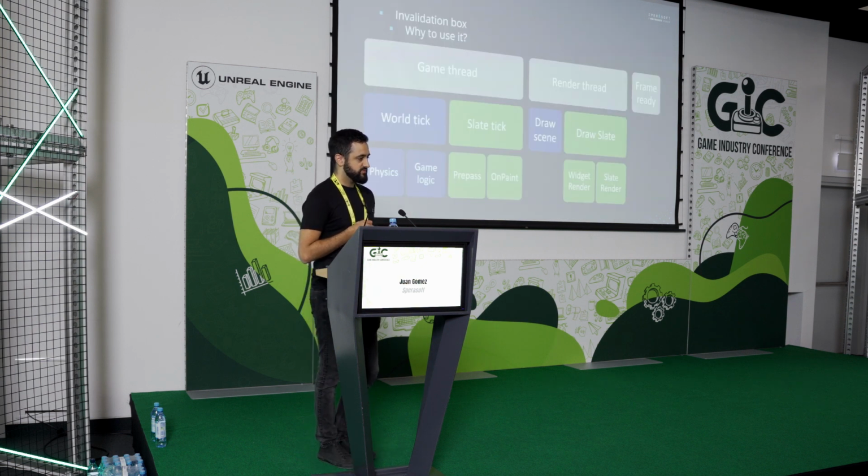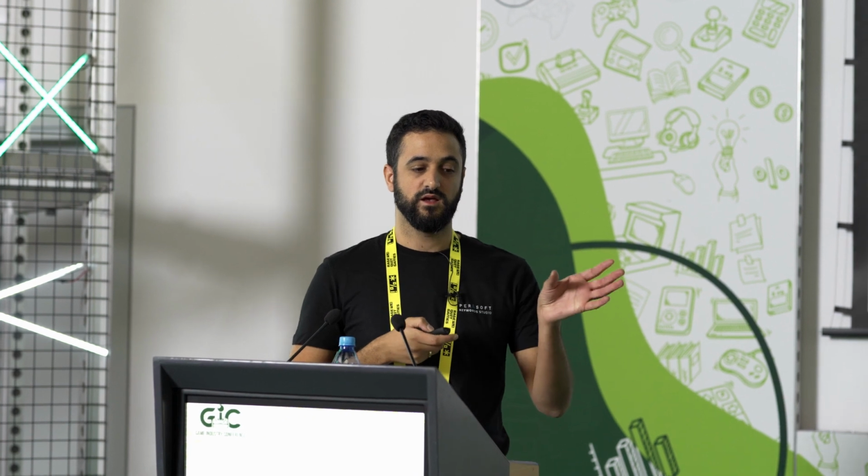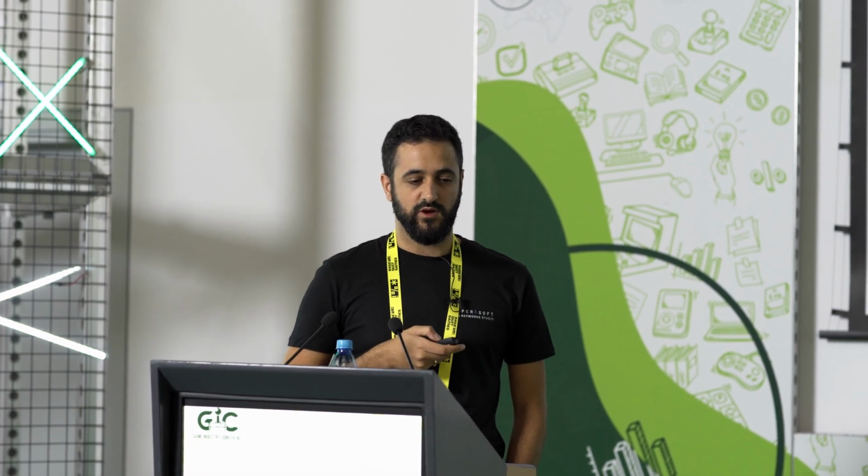So why do we want to use the invalidation box? We can talk a little bit about how Unreal processes the frame. We have a game thread, and the game thread is going to do the regular update on the world, things like physics, things like game logic, right? And then we have the UI part of the tick. The UI is doing two things. It's called the pre-pass and the on-paint. I will explain later what this actually means.